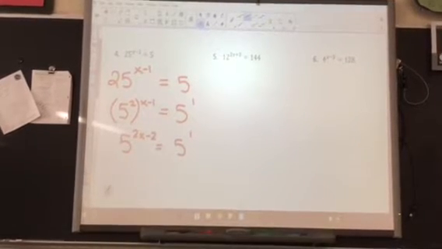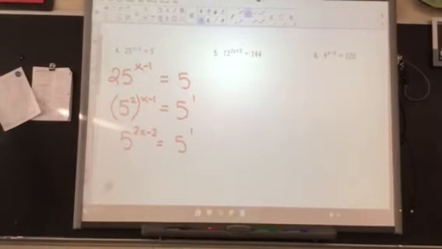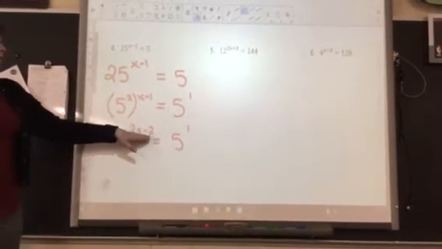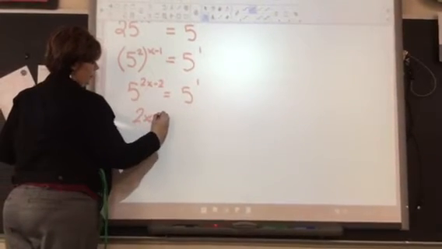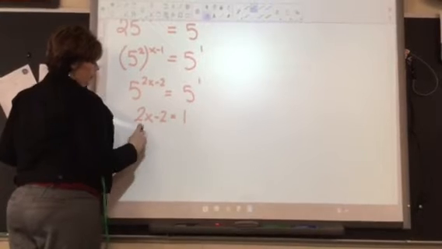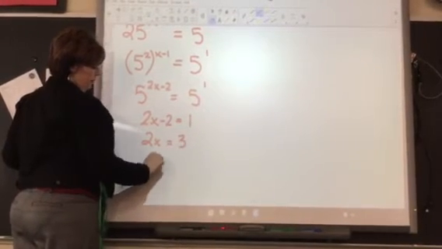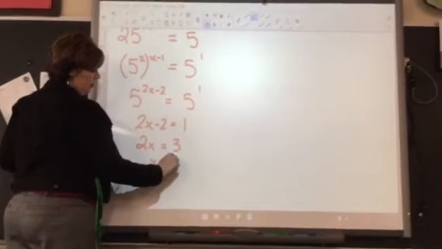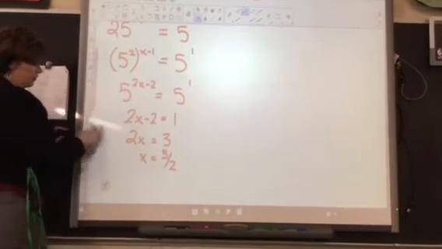So now, can I just drop off my bases? Get rid of the bases, and what equation do I have? 2x minus 2 equals 1. That means that 2x equals 3. That means that x equals 1.5, or 3 halves. We're going to leave it as 3 halves.